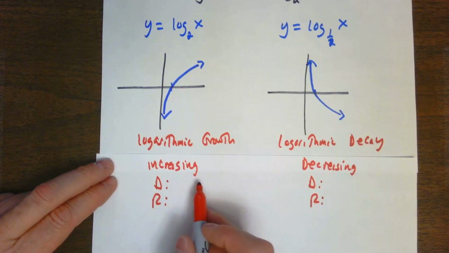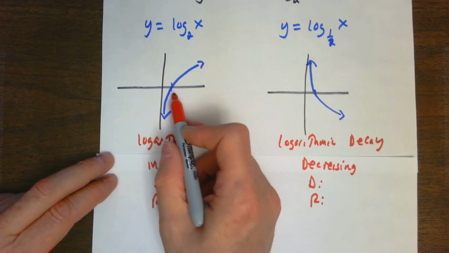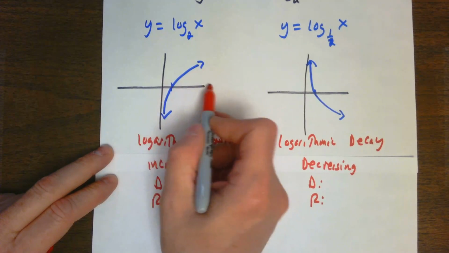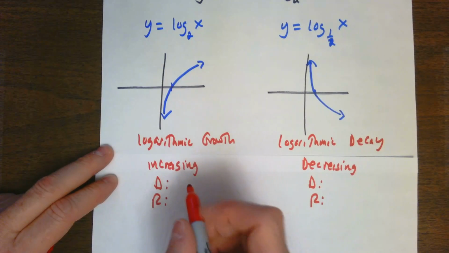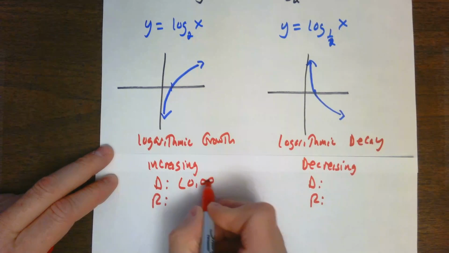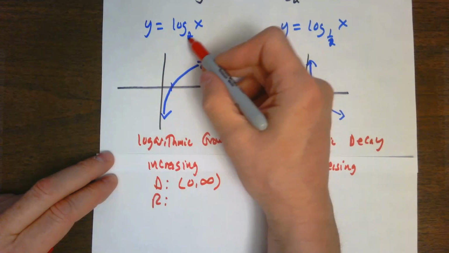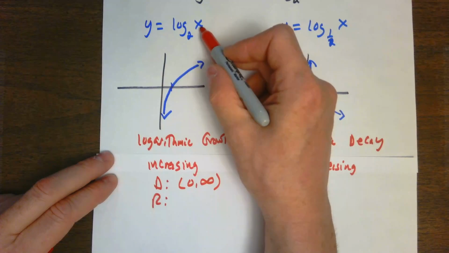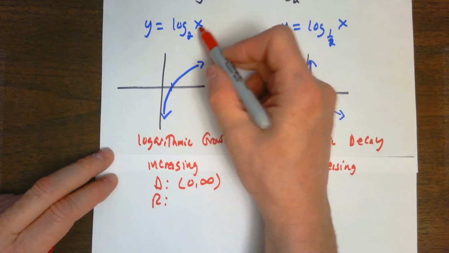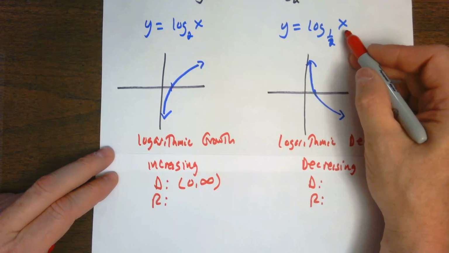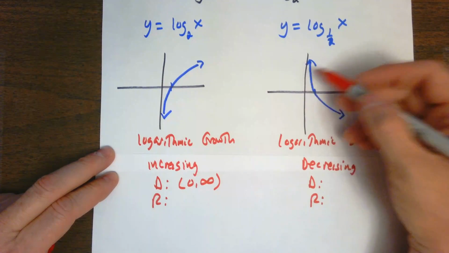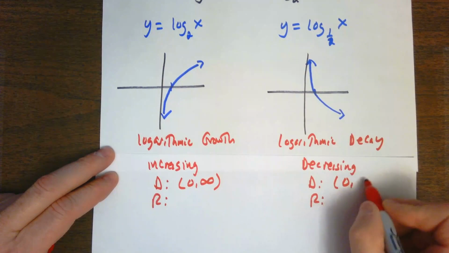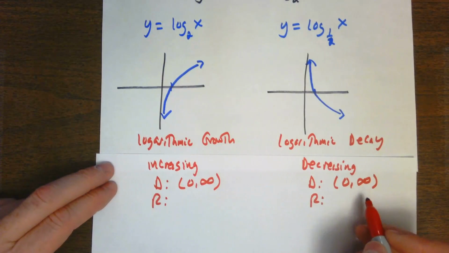Now, the domain, x values. I've got some restrictions here. Notice, this is my x-axis. It never gets to 0, and it's never less than 0. The domain is always going to be from 0 to infinity. You cannot take the log of a 0, and you cannot take the log of a negative number. The same restriction applies here. The x values get closer and closer and closer to 0, but they never get there. So the domain is going to be from 0 to infinity in interval form.